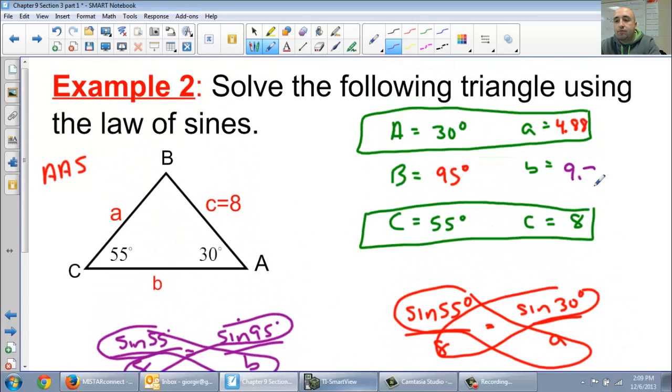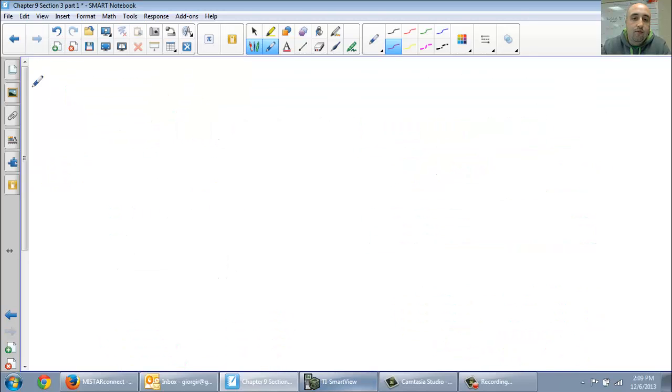Little b is 9.73. So what we've done now is found every angle and every side, and we used the law of sines to do this. Okay, that wraps it up.